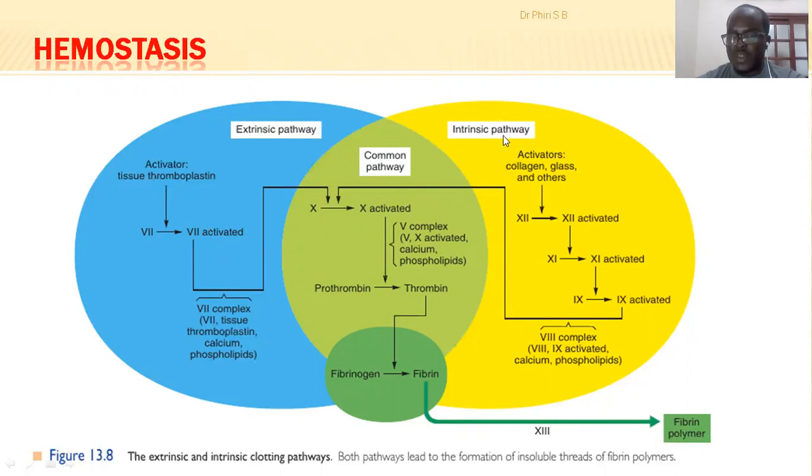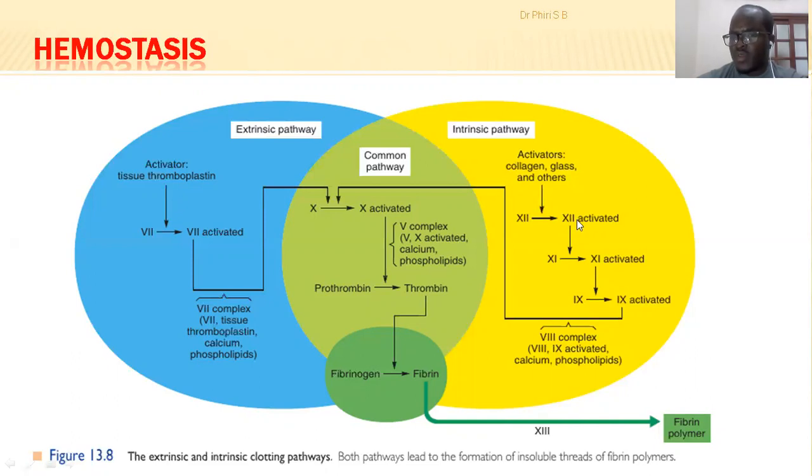So in the intrinsic pathway, the factor that will be activated there is factor 12. So you can see there's activation of factor 12. But under normal circumstances, factor 12 is not activated. For it to be activated, it needs to be exposed to collagen or glass or other substances. So if factor 12 is exposed to collagen, glass, and other factors, it will be activated. Once that's been activated, it will be transformed into activated factor 12. So you can see factor 12 activated.